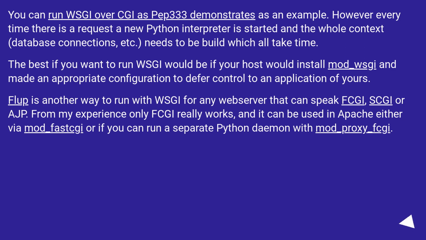FLUP is another way to run with WSGI for any web server that can speak FCGI, SCGI or AJP. From my experience, only FCGI really works, and it can be used in Apache either via mod_fastcgi or if you can run a separate Python daemon with mod_proxy_SCGI.